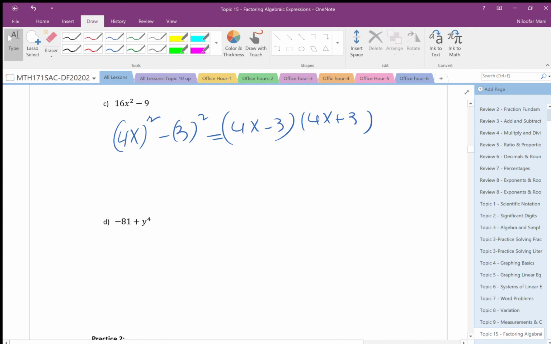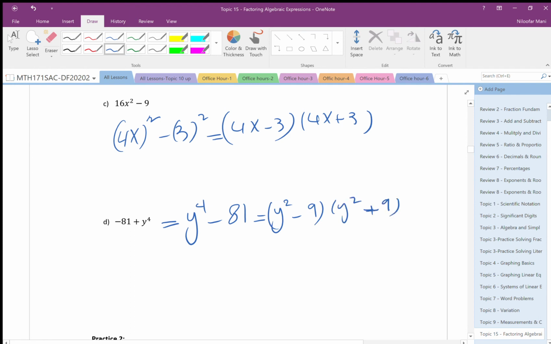Okay, how about this? It's minus 81, y to the power 4. So can I say it is y to the power 4 minus 81? Yes, I like to see it this way. Here I notice I can say it's y squared minus 9 multiplied by y squared plus 9.